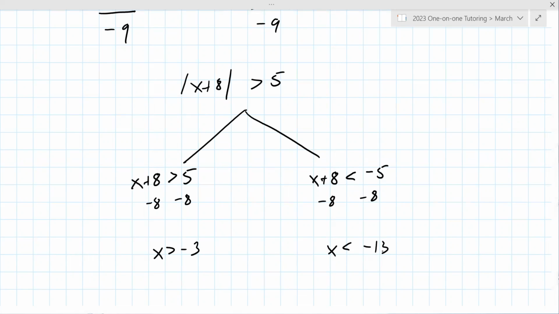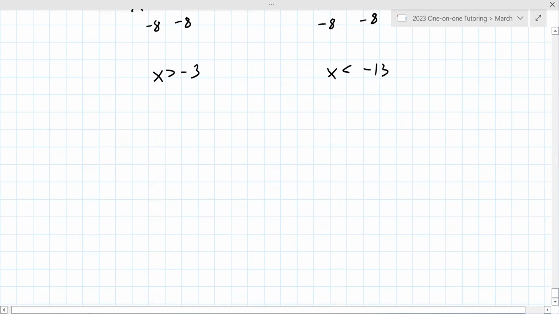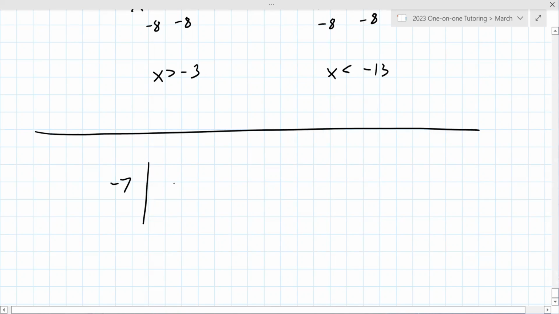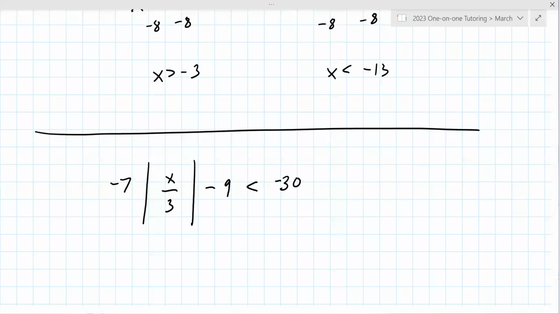There's no rules. There's no, oh, this always works. This is always going to be correct here. But you know enough now in principle to be able to do this. So let's have you try one here. -7 absolute value x divided by 3 -9 less than -30. So go ahead and give this one a try. If you got questions, please ask. It is kind of like the last one where you're going to split it apart.